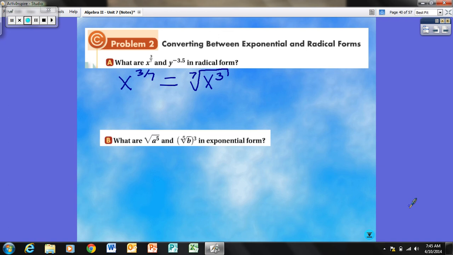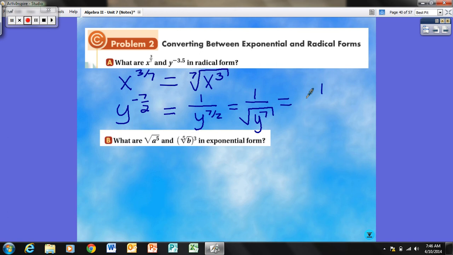The second one's going to be a little bit trickier. So this is really y to the -7/2, which is really the same as, remember your properties of exponents, 1 over y to the 7/2, which is really the same as 1 over, the denominator is a 2, so that means my index is going to be a 2. I'm taking the square root of y to the 7th, which is really the same as, if I'm simplifying, 1 over y to the 3rd times the square root of y.